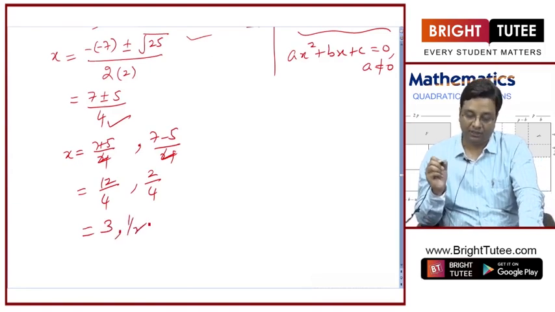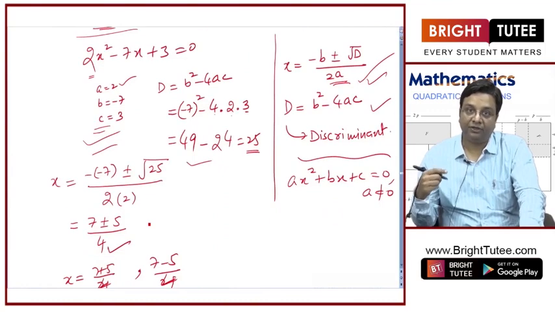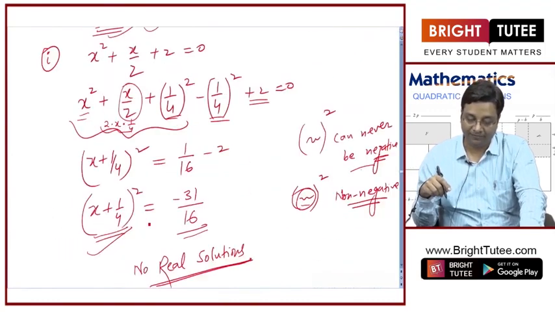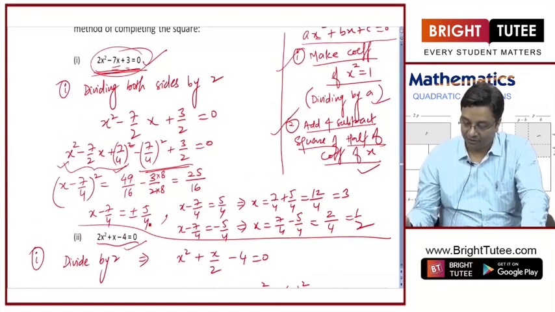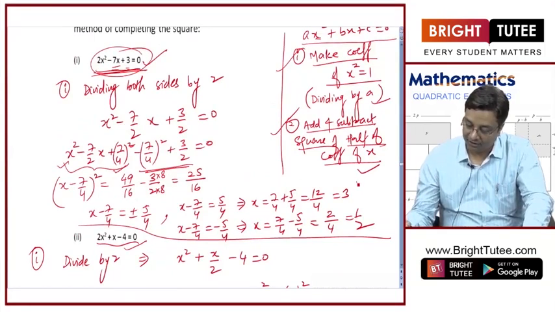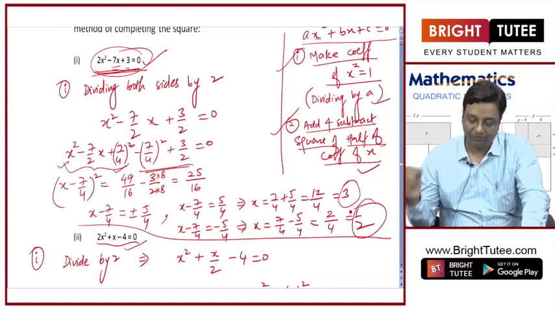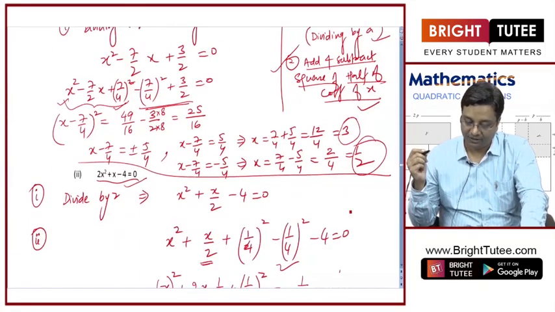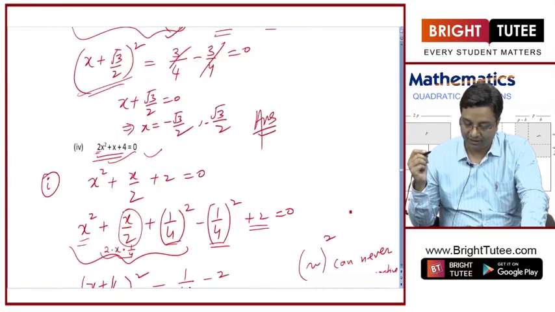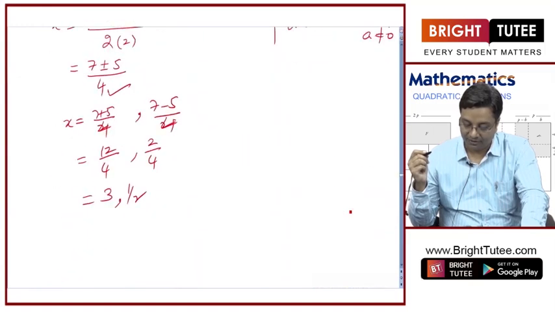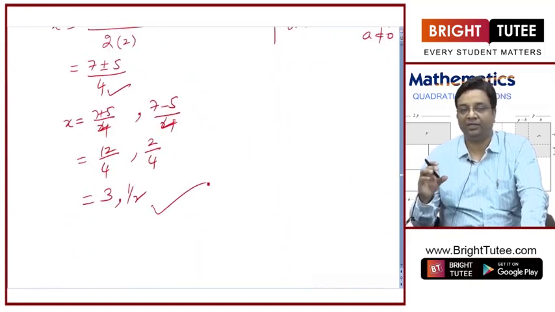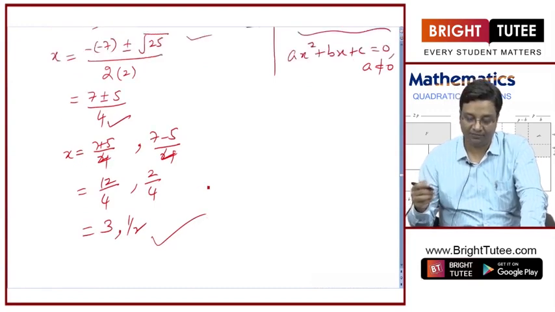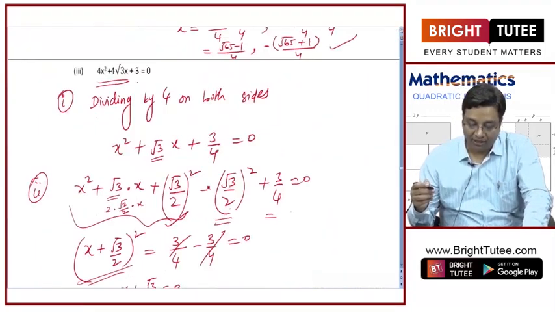1 by 2. So let's check what we got when we solved it using the completing the square method. What were the roots? Roots were 3 and 1 by 2, right, which is exactly the same here. So it cannot be different. Going by different methods, we will get the same answer. Okay, let's look at the second part.